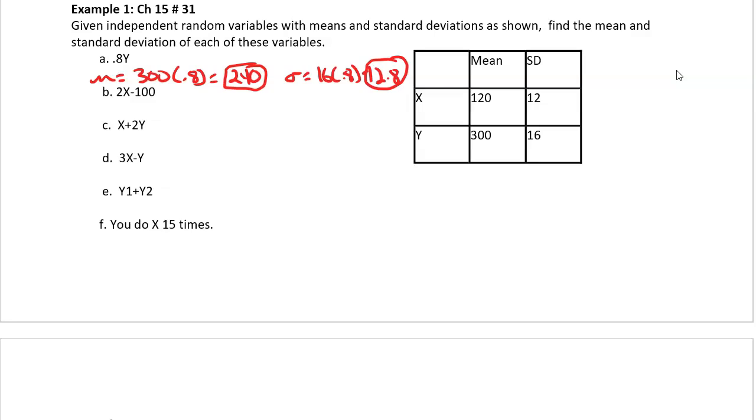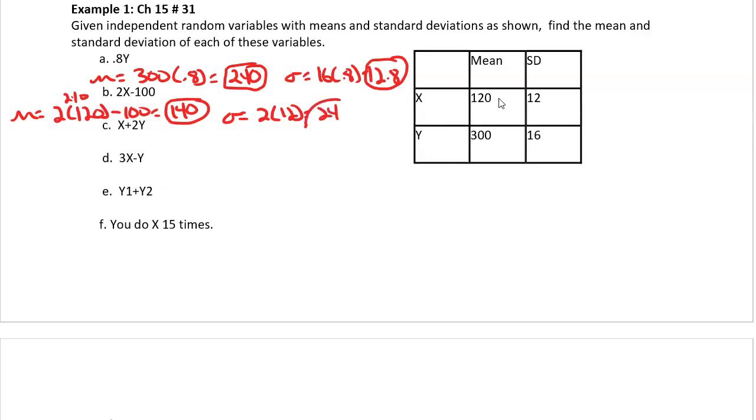All right, so for B, they give us 2x minus 100. For the mean, pretty much the way it's always going to work on these is you just plug in your mean value and you'll get your answer. So it's 2 times 120 minus 100, which is 2 times 120 is 240 minus 100. That is 140 for my mean. And for my standard deviation, I'm going to double it. 2 times my standard deviation of 12, so that is 24.